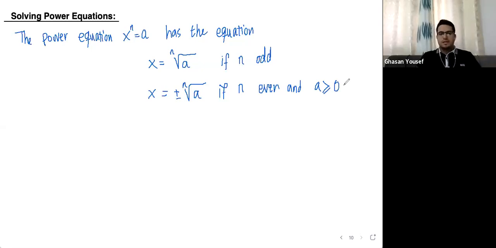Again, the power equation x raised to the power n equals a: we take the nth root of both sides. When I take the nth root of both sides, I get x equals the nth root of a if n is odd. But if n is even, I have to take the positive and negative, such that x equals plus or minus the nth root of a, and a inside must be positive if n is even. So here is an easy, small example for this.